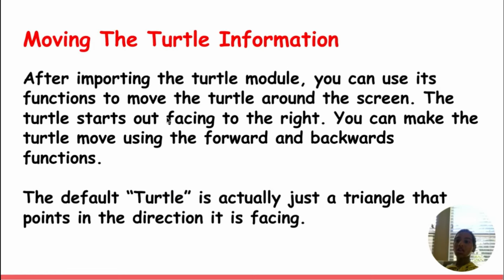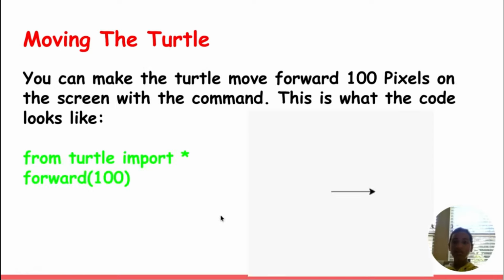Moving the turtle. After importing the turtle module, you can use its functions to move the turtle around the screen. The turtle starts out facing to the right. You can make the turtle go forwards or backwards. Turtle is actually just a triangle that points in the direction. You can make the turtle move 100 pixels on the screen like this. From turtle import asterisk, forward 100. It will go like this.